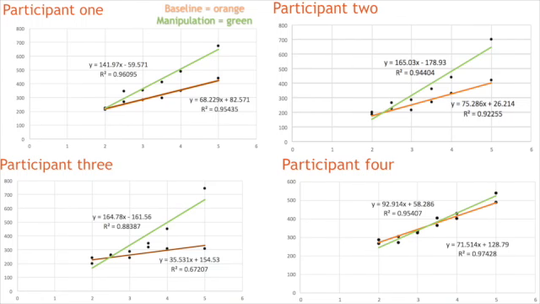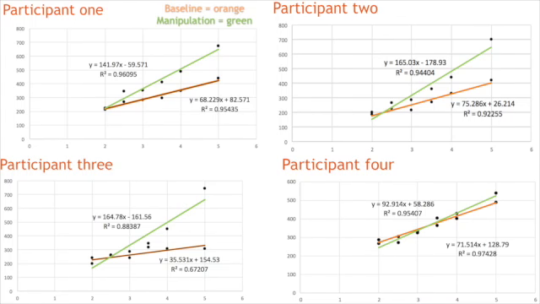The intercept for the baseline, however, suggests that the reaction time is 128.79 milliseconds when there is no uncertainty, thus no bits, while the intercept for the manipulation suggests that the reaction time is 58.286 milliseconds when there is no uncertainty.